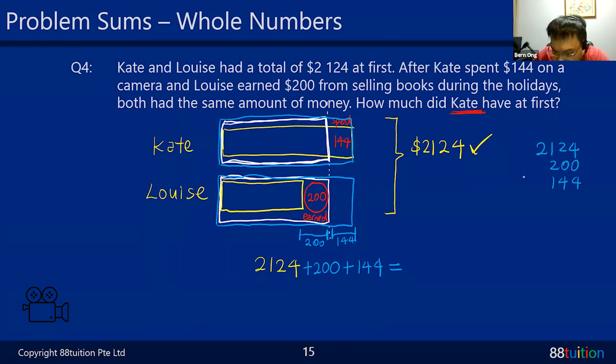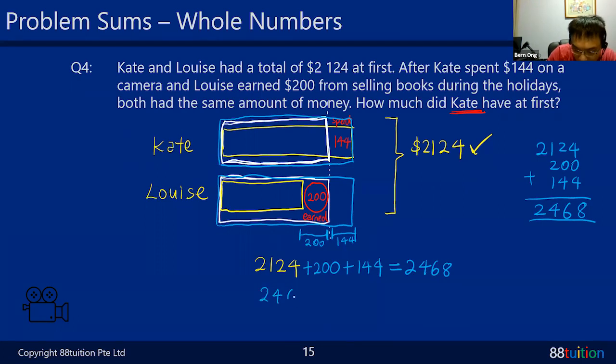What do I get? 4 plus 4 is 8. 4 plus 2 is 6. 1, 2, 3, 4. 2, 4, 6, 8. Can you see? 2, 4, 6, 8 will be both of them the same size, the blue color. But you only want to find Kate alone. So because they are of the same size, 2, 4, 6, 8 divided by 2 gives you 1, 2, 3, 4. Can you see now? I still get the same answer.